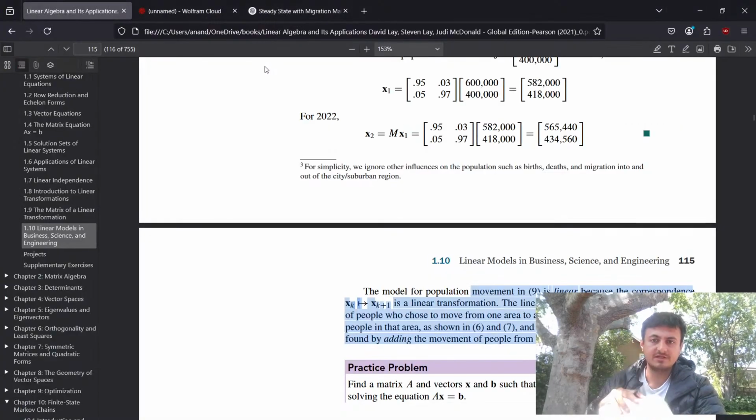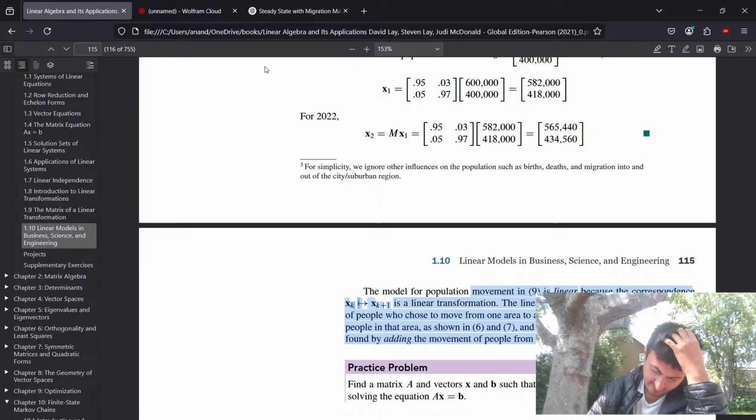Okay, so basically what we want to know is the flow to the city is going to be 0.95 x1 plus 0.03 x2. So that's the flow into the city. Now the flow into the suburbs is going to be 0.05 x1 plus 0.97 x2. Flow to suburb.